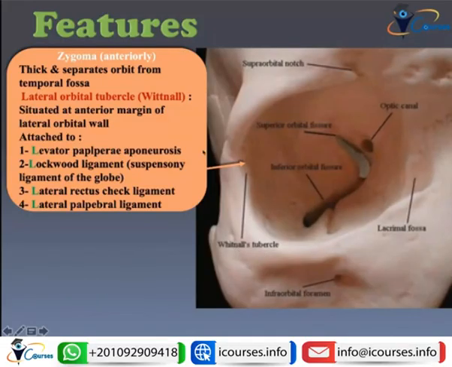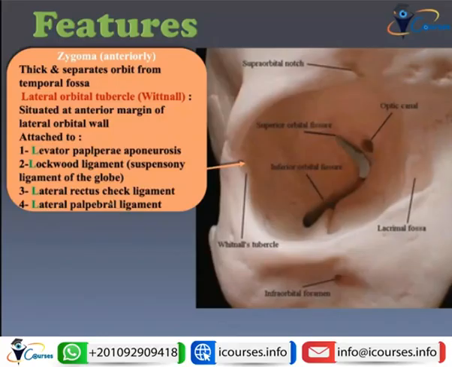Whitnall tubercle, or lateral orbital tubercle, is one of the commonest areas of questions in the exams, because there are some important structures attached to it, all of them with letter L. Attached to the Whitnall tubercle are the levator palpebrae aponeurosis and the Lockwood ligament, sometimes called the suspensory ligament of the globe, the lateral rectus check ligament, and the lateral palpebral ligament. We will discuss these later on.